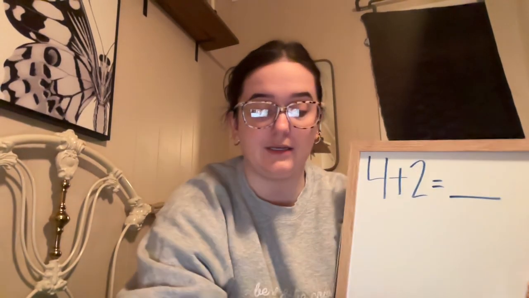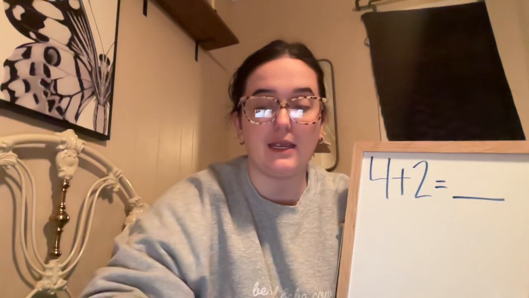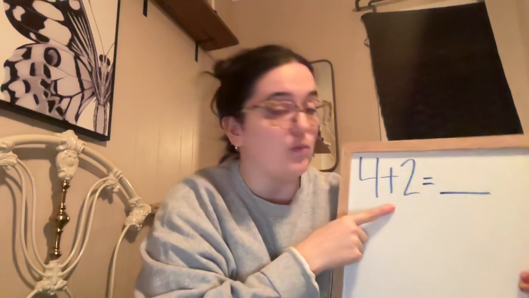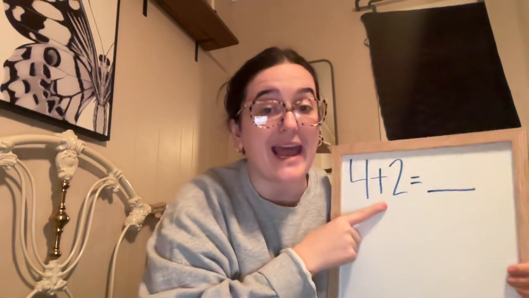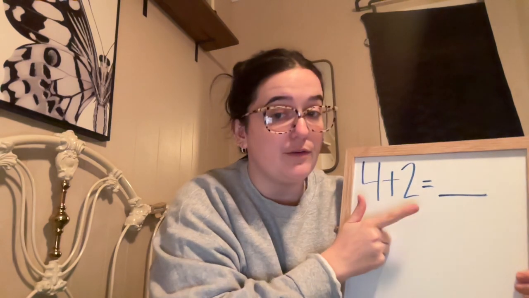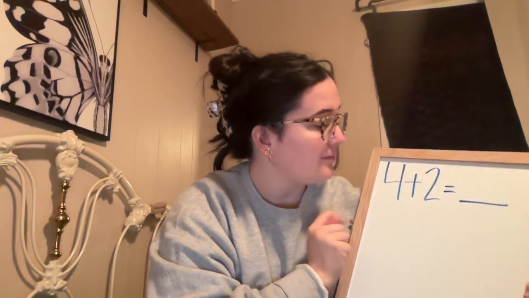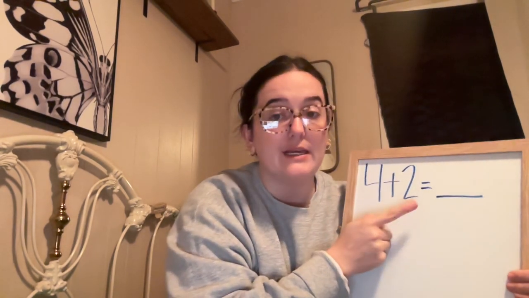We have 1, 2, 3, and 4. All right. And then what's this sign right here? That's our plus sign. So that means we're going to add 2 more friends for this number, right? So we're going to add those 2 more friends. So we got to count out 2 more cereal friends.